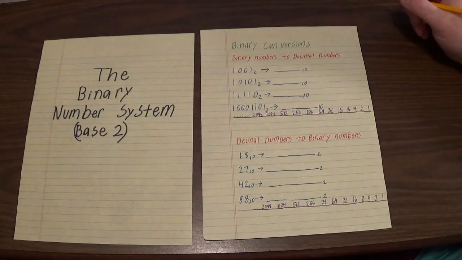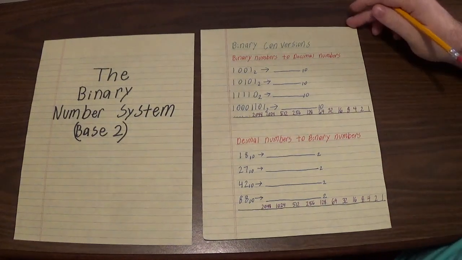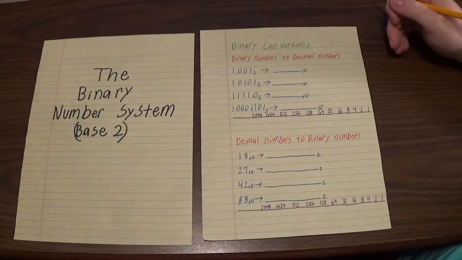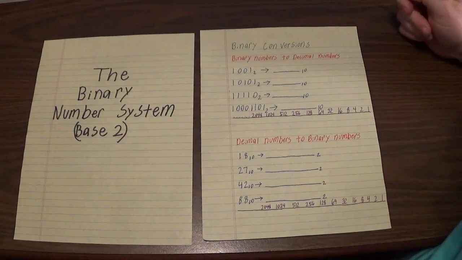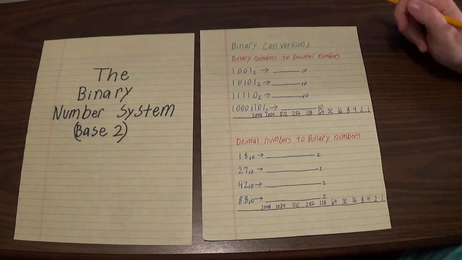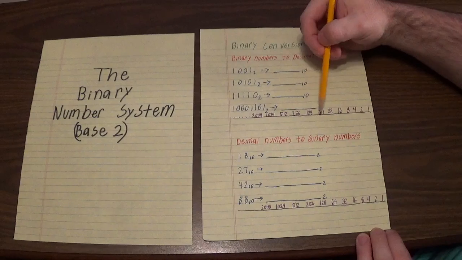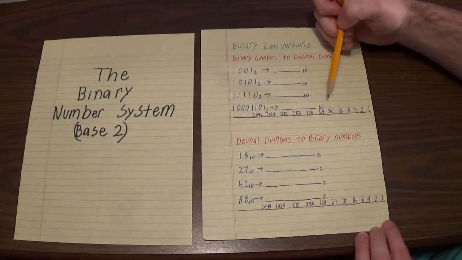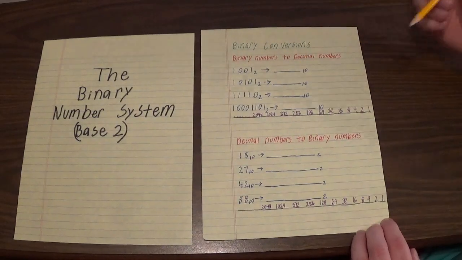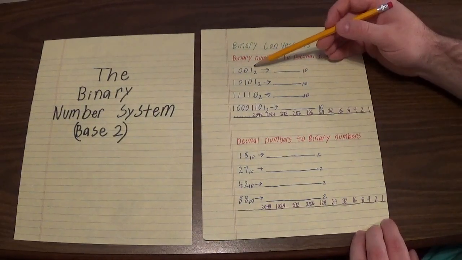converting binary numbers. Alright, so we're going to look at converting from binary to decimal, and then we'll look at converting from decimal back to binary. Alright, so to do this, the key to doing this is using the binary number line, which is right here. Okay, so this is what will make it real easy for us to find the equivalent of this binary number.